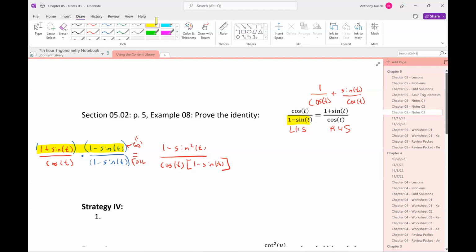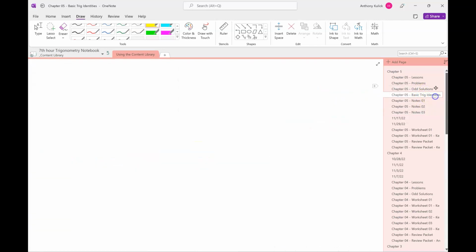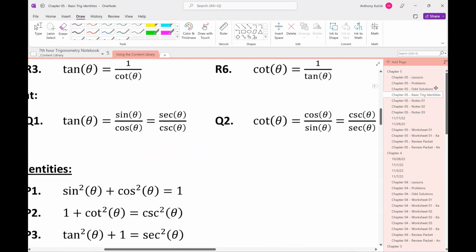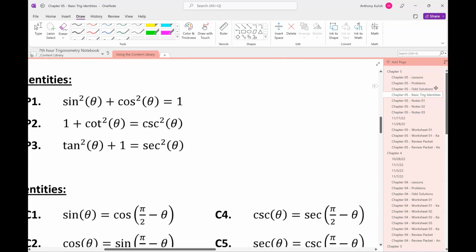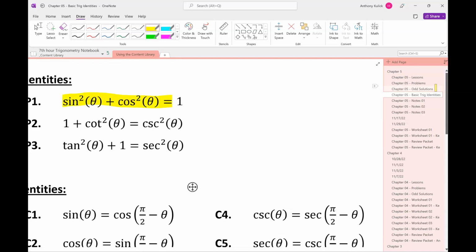What did we just have here? That was a difference of 2 squares, right? What identity is almost always going to be followed? Pythagorean. So let's go and look at our Pythagorean identities. I see it. I'm going to use P1. What? How are you going to do that?